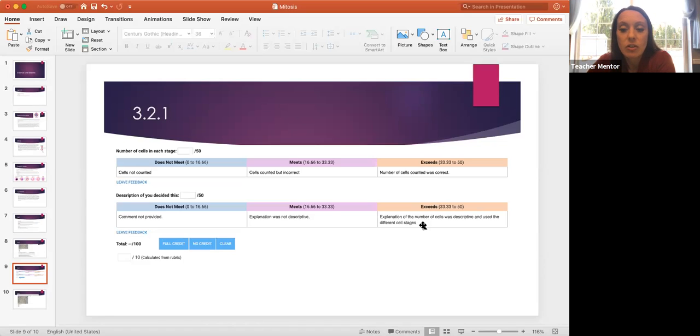So if you say there's 10 cells in interphase, well, you could back that up by saying, there's no structures seen during this phase. You can see a definite cell wall and a definite nucleus. Again, no structures. That's a good description showing that you have an understanding of what interphase is, but also what it looks like. Okay.